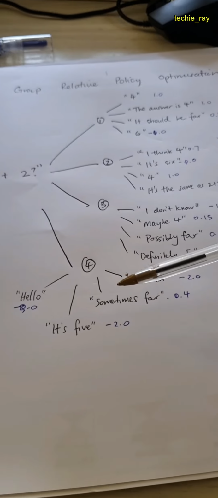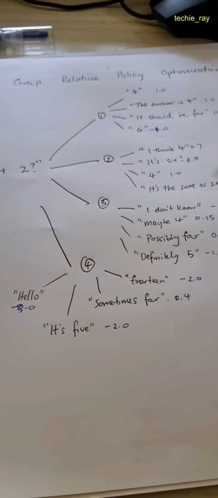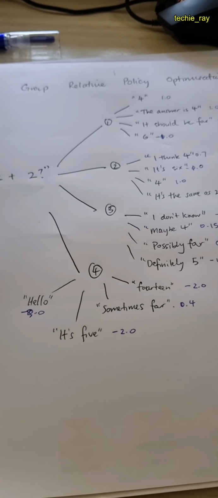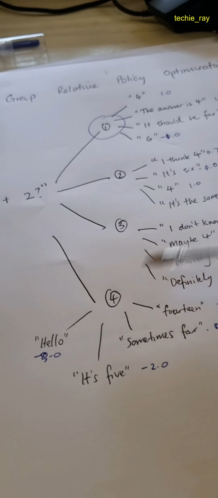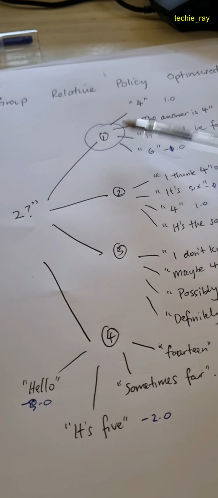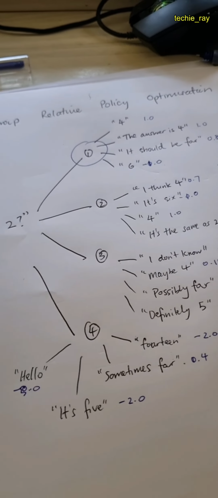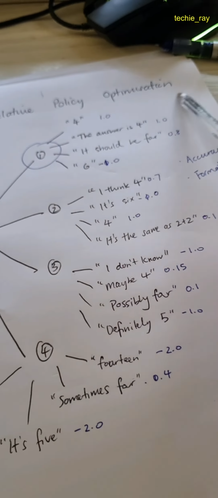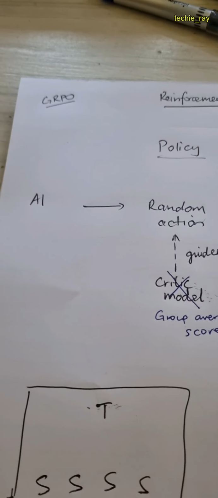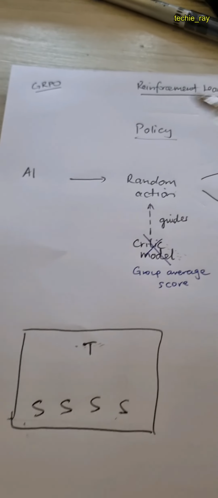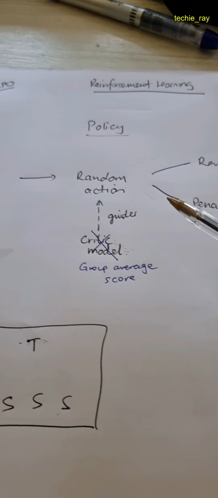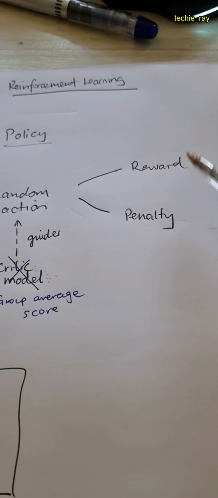Then you apply some maths to work out which of these groups has the best group score relative to the other groups, hence the word relative. And whichever group has the best score, which I think is group 1 here, that basically updates the policy, hence policy optimization. And so the theory is that through this process, the policy naturally becomes more clear, which gives the AI a better idea of what actions to take to maximize its reward.